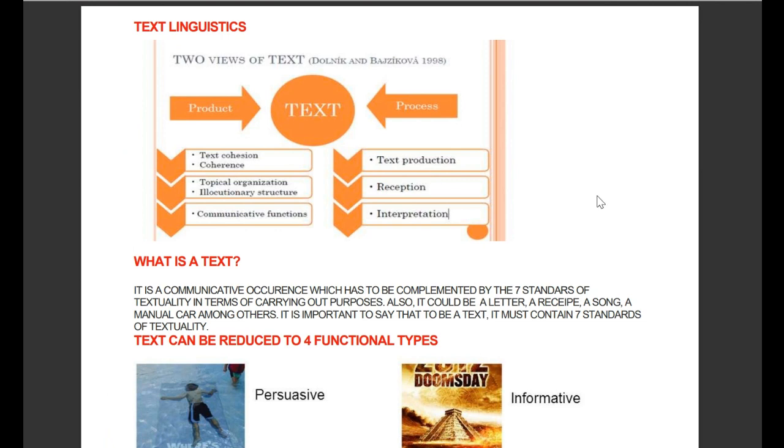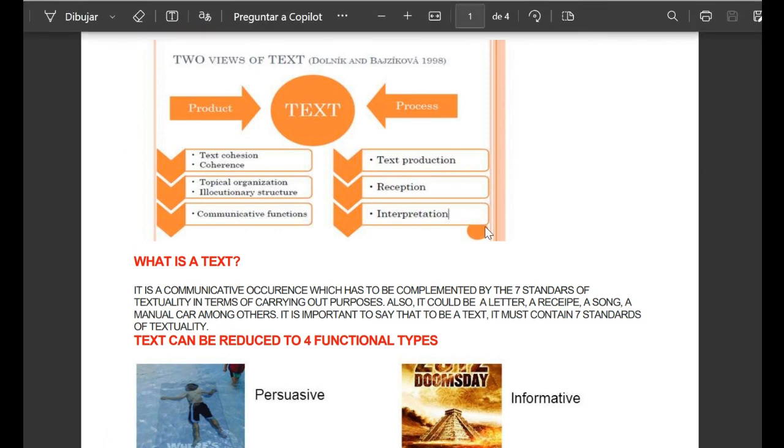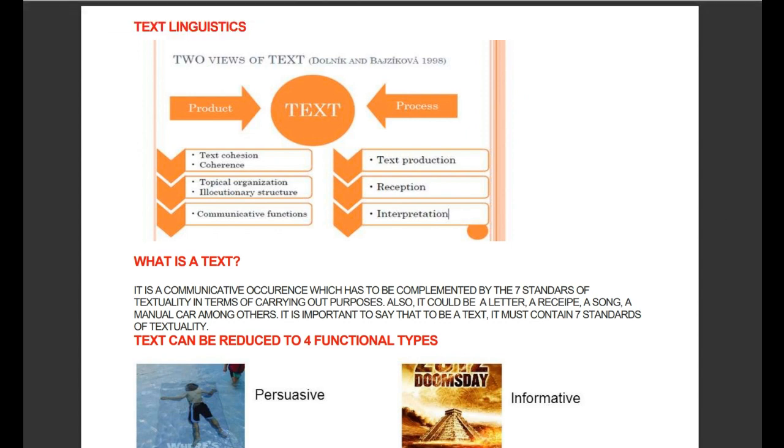Well, we are going to the end of this lesson. We have our summary. Here we have two views of text according to Dolnik and Baksikova.